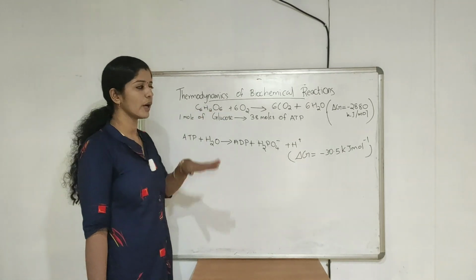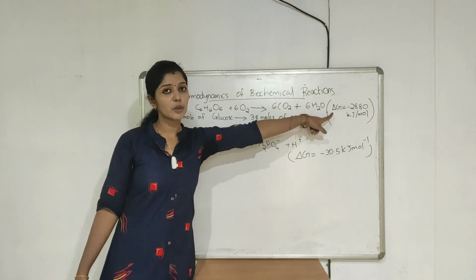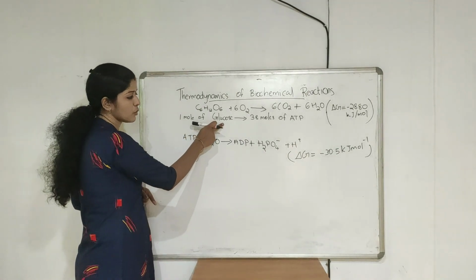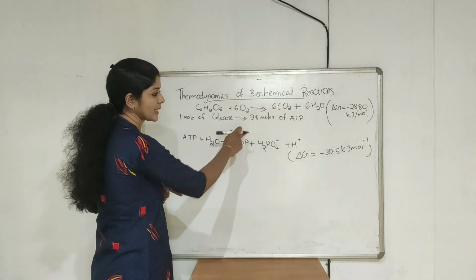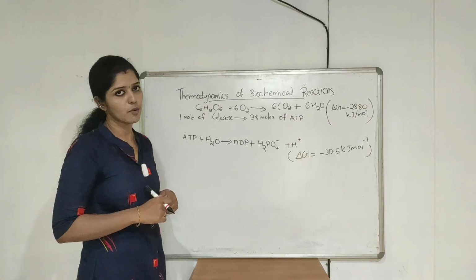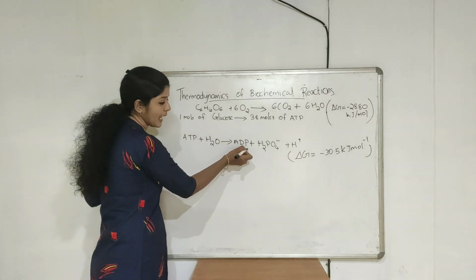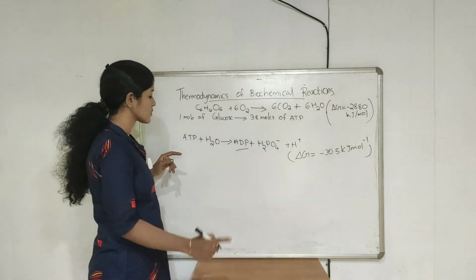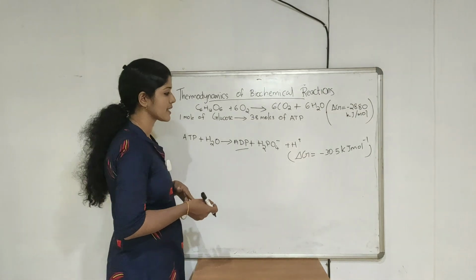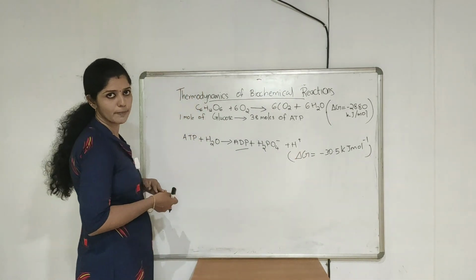Let us consider the oxidation of glucose. Glucose will undergo aerobic oxidation to give carbon dioxide and water. For that, our delta G will be 2880 kilojoules per mole. From 1 mole of glucose, we will get 38 moles of ATP. Now, ATP will undergo hydrolysis to form ADP, adenosine diphosphate, and in that reaction delta G value is 30.5 kilojoules per mole.